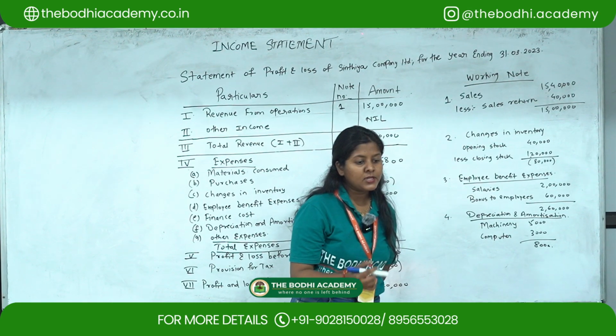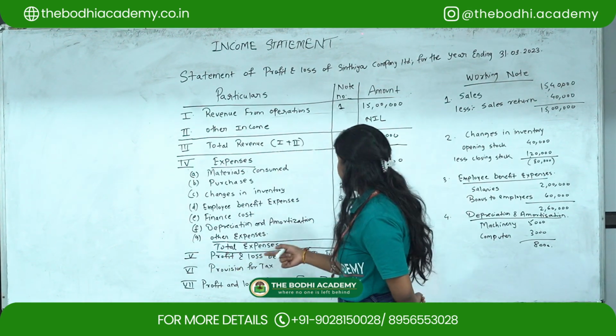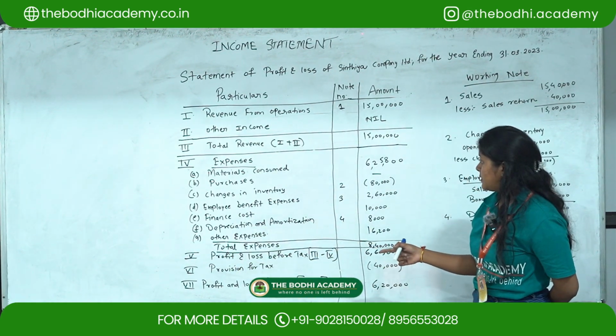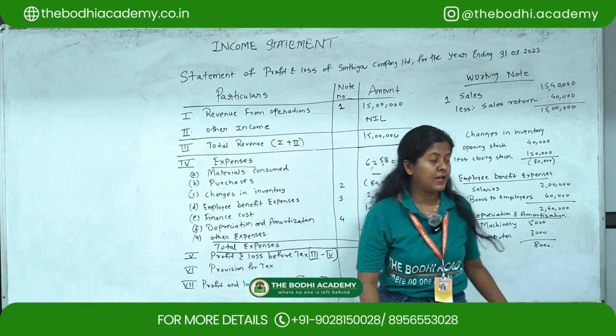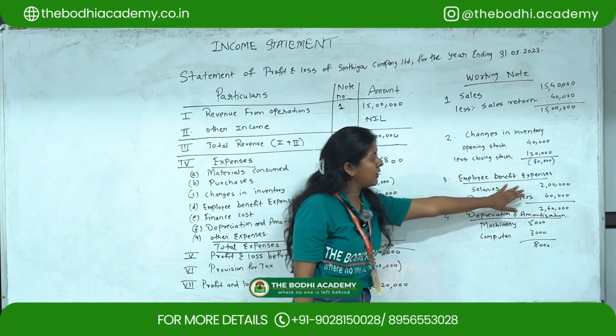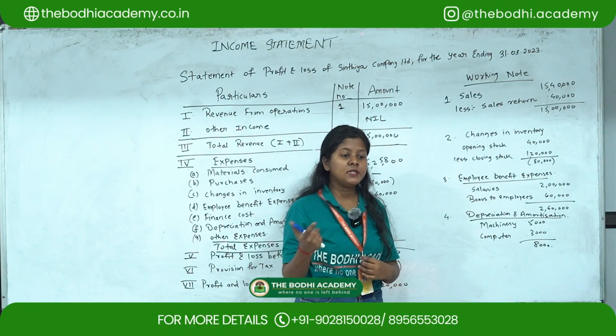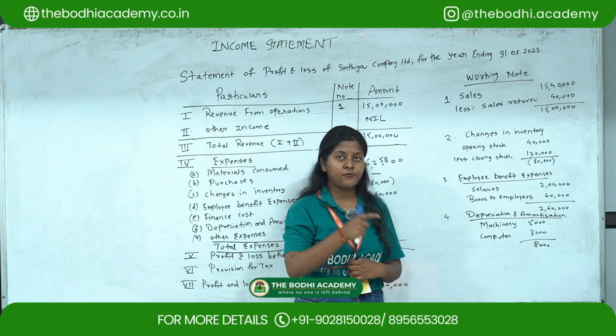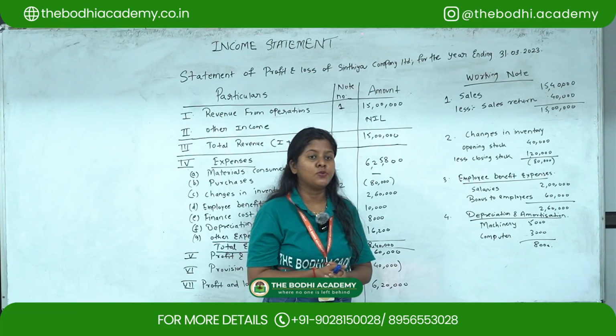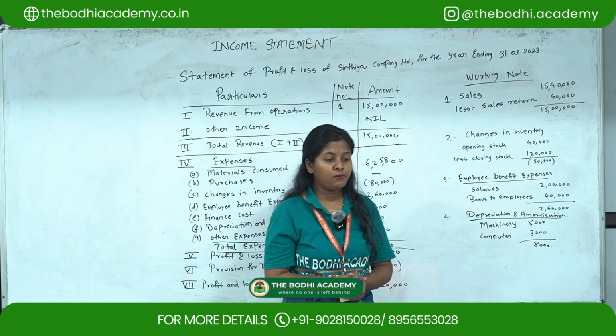Then salary is a part of employee benefit expenses. So for salary, there are more items to that. So salaries we have taken 2 lakh. Machinery they have given, but here machinery is a fixed asset, so it will not come. If it was mentioned that there is a depreciation on machinery, then it would have come.